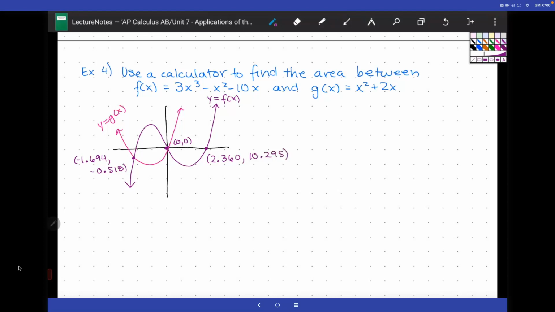Anybody else need help? All right. So now we just have to set up our integrals. Now, what do you guys think? DX or a DY problem on this one? Yeah, definitely DX.